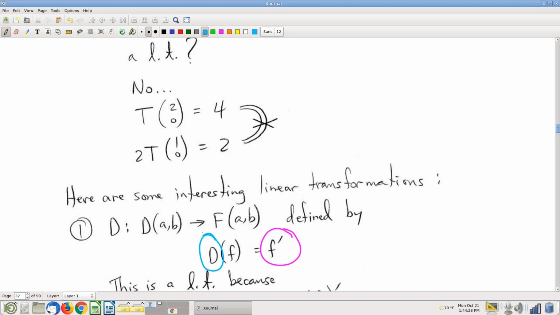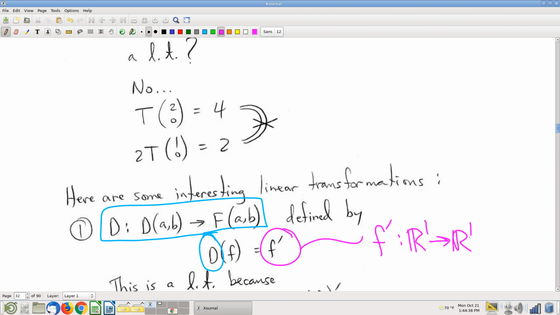Right? So D is a function from a vector space of functions to another vector space of functions. This other thing over here, f prime, that's a function from R1 to R1. Not the same thing, right? So we're not saying that that's linear. Certainly not. It's obviously not linear, right? We're saying that this is linear.